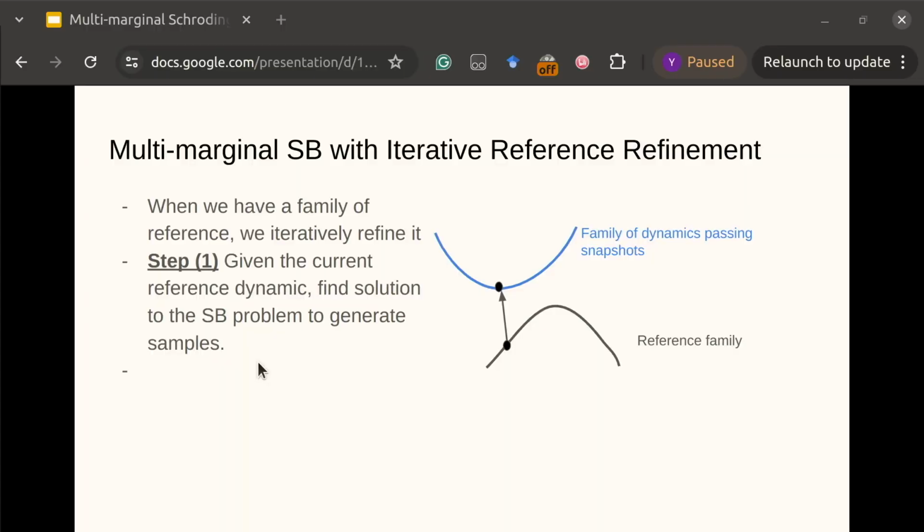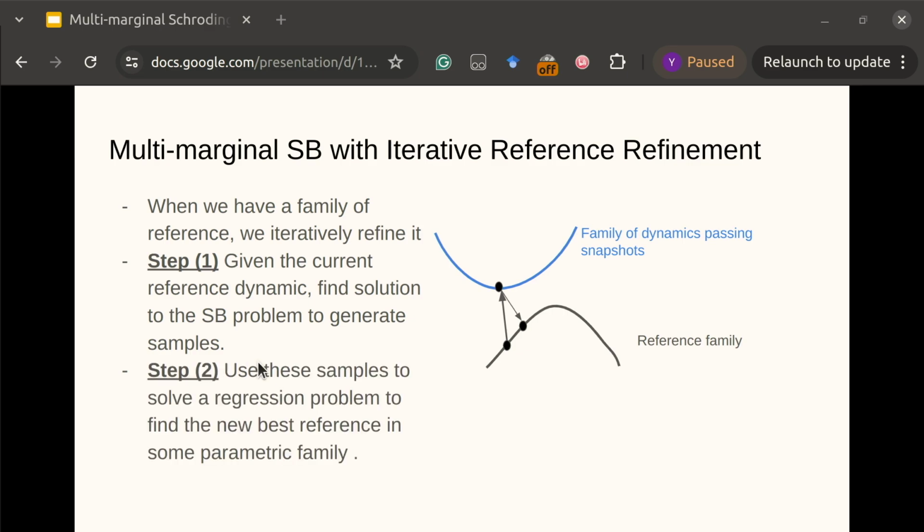And to the second part, the first step, the Schrödinger bridge projection, once you fix the reference family, you can do it separately. And then the second step projection is essentially a regression problem. Then you just pool the likelihood, and that should be fine.